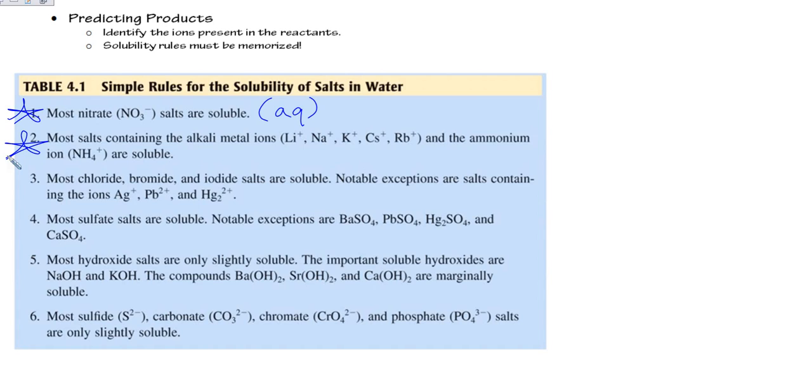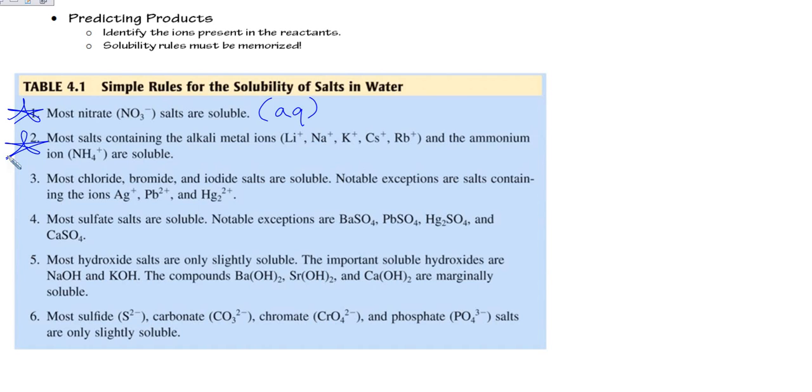Any of the group 1, lithium, sodium, potassium, not that we use rubidium or cesium real often, but these guys would all be compounds that are soluble in water, as well as ammonium. So if you had ammonium chloride, ammonium nitrate, or something like that, all ammonium compounds are soluble as well.